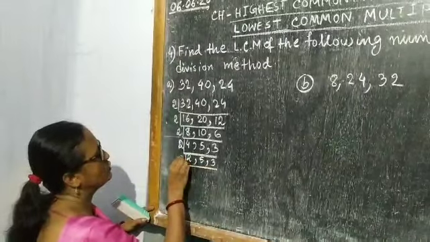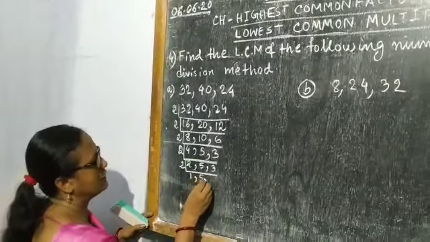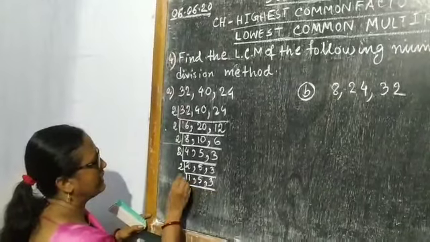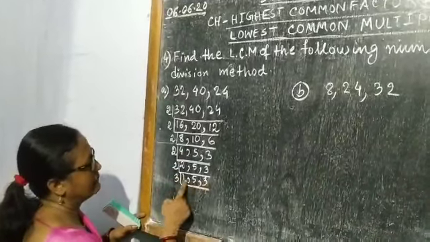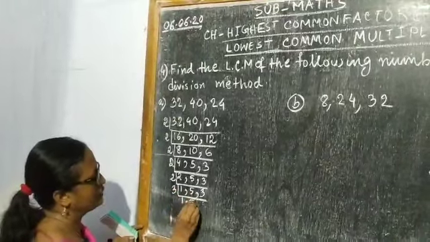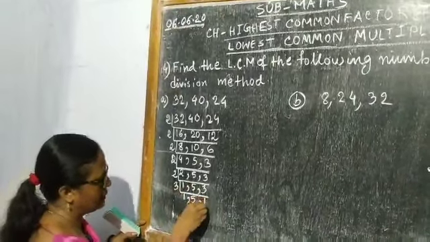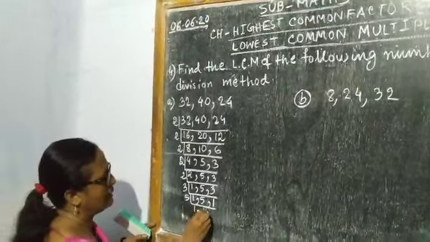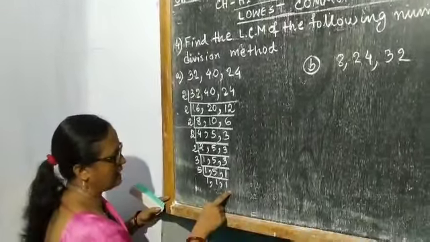Again, you have to divide by 2. So 2 divided by 2, 1. 5 is not divisible by 2, so copy it down without dividing. 3 also the same. Next, after 2, the next prime number is 3. So divide the numbers of this row by 3. So 1; 5 is not divisible by 3, so copy it down; 3 divided by 3, 1. Now again divide by 5. So 1, 1, 1. See, all the numbers have quotient 1 in the last row.